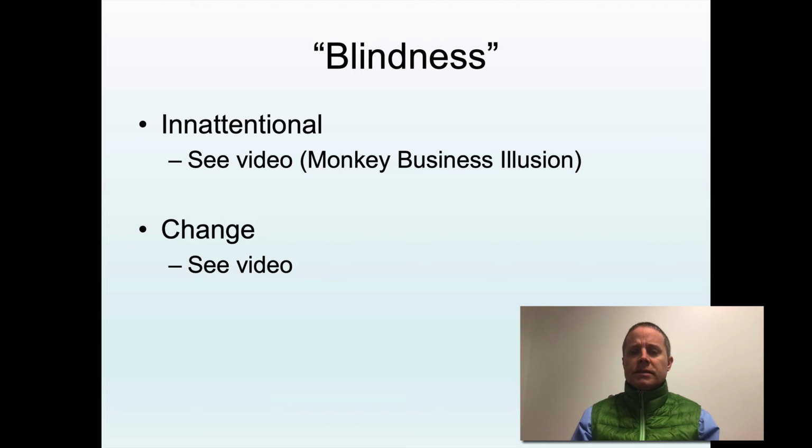Another concept with attention: there are a couple of things they call blindness. There's inattentional blindness and there's change blindness. The research on this is kind of recent, the past decade or so. With inattentional blindness, the idea is that there's a lot going on and sometimes you don't even notice some very basic stuff that's happening right in front of you because you're paying attention to something else. The best example of this is a video called The Monkey Business Illusion. There's a link for it on my website, or you can go to YouTube. I highly recommend watching that.